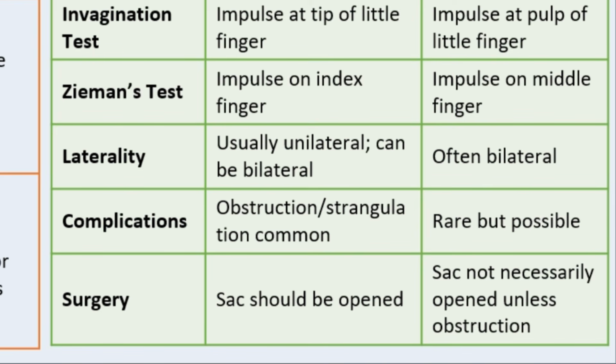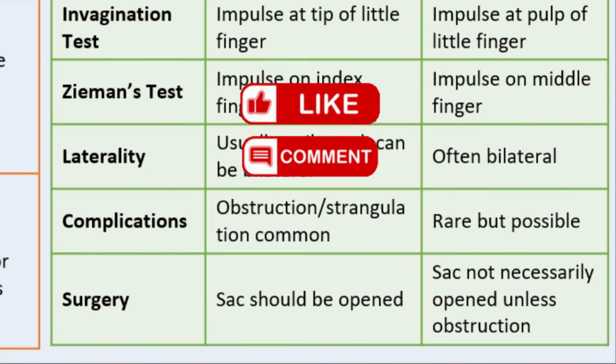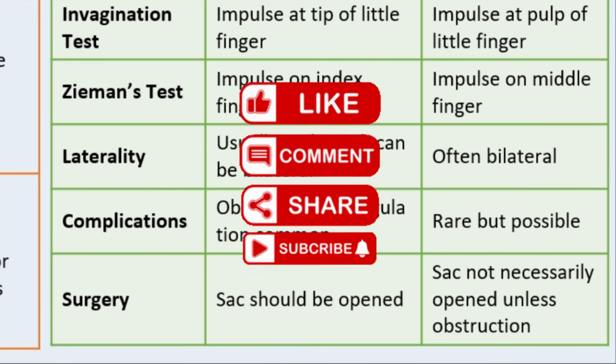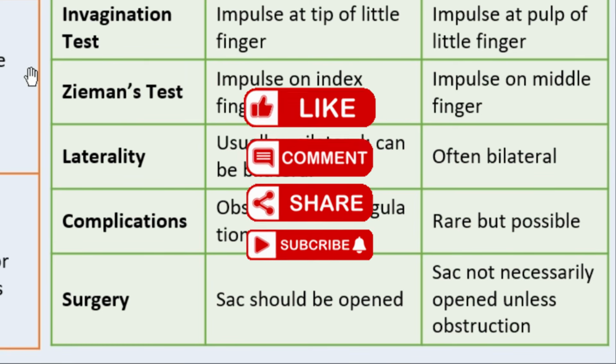Then we have laterality. The indirect hernia is usually unilateral, but can be bilateral, but the acquired weakness is most times bilateral. That is for the direct hernia. And complications of obstruction and strangulation are more common in the indirect hernia compared to the direct hernia. Then during surgery, the sac of the indirect hernia is opened, but the sac in the direct hernia is not necessarily opened.